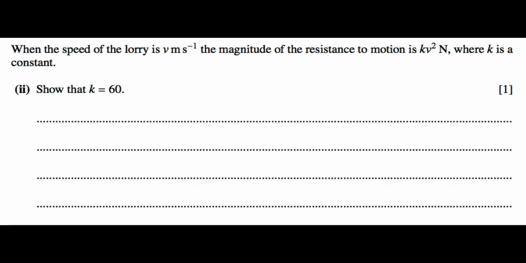That's it. Other question is, when the speed of the lorry is v meters per second, the magnitude of resistance to motion is kv squared Newton, where k is a constant. Find k, so that k equals 60.